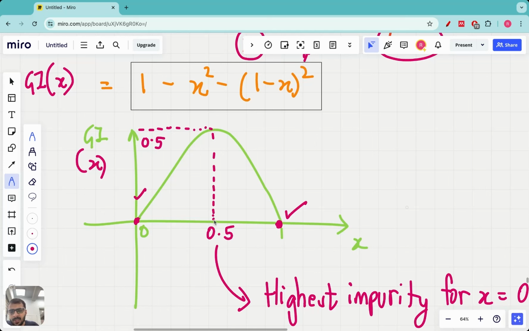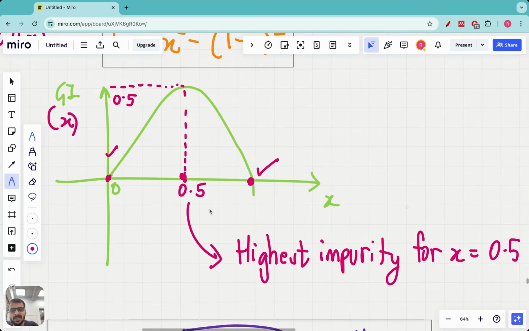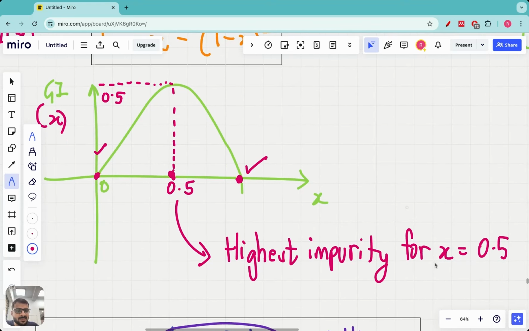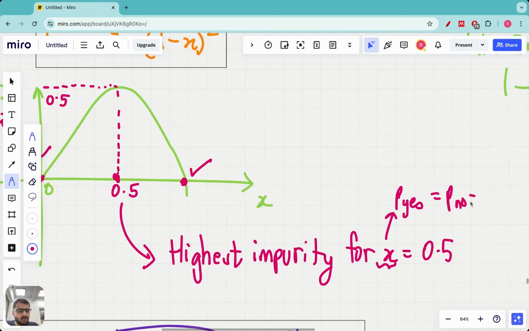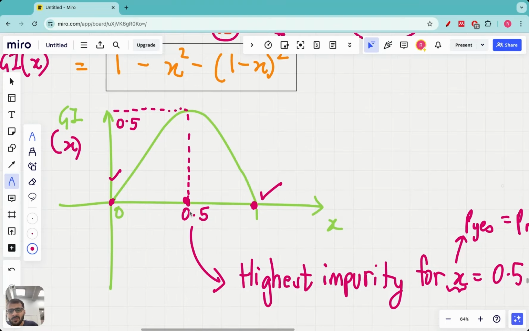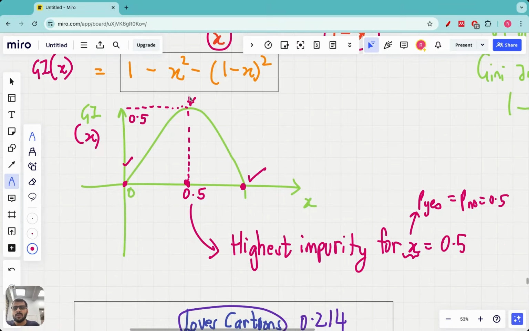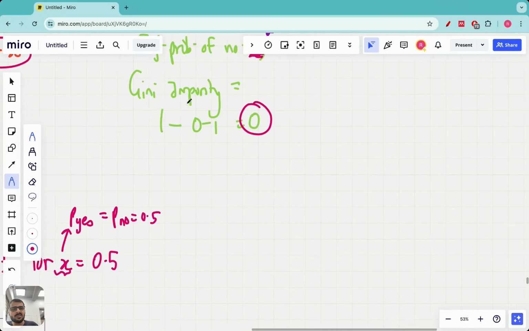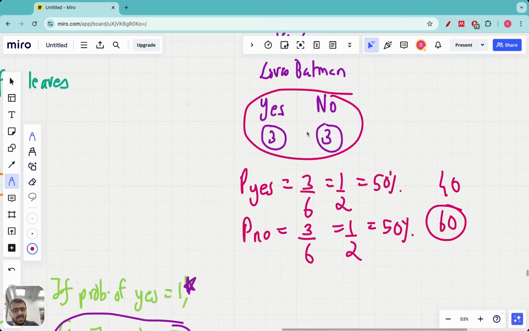And try to look at the point where the Gini impurity score is maximum. You will see that the Gini impurity score is maximum for x equal to 0.5, which means the probability of yes is 0.5 and the probability of no is also 0.5. So if the probability of yes equals the probability of no equals 0.5, then the Gini impurity score is maximum, and that maximum value is 0.5. So remember this: if the leaf looks something like this, where yes and no are equal in number, then this is the most impure leaf because we are not able to decide which one is greater.